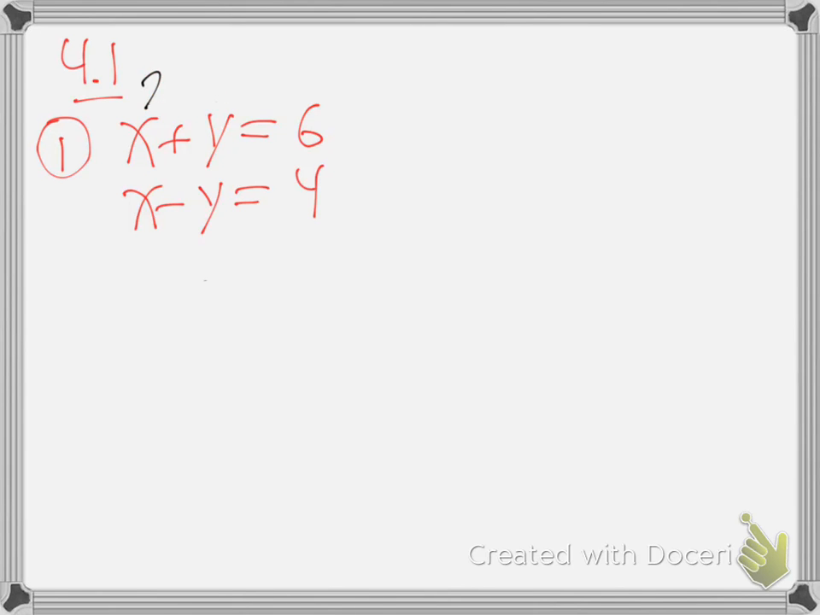What else? How about 2 and 4? Is it 2 and 4? 2 plus 4 makes 6. 2 minus 4 doesn't make 4, though. So that's not it either. It's got to work for both. What do you think?